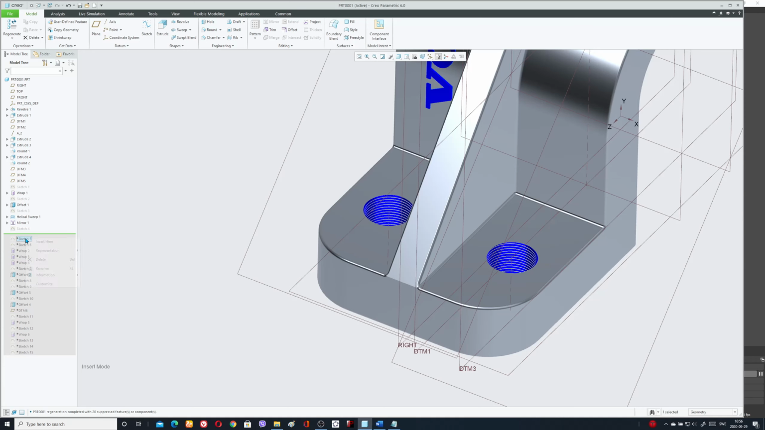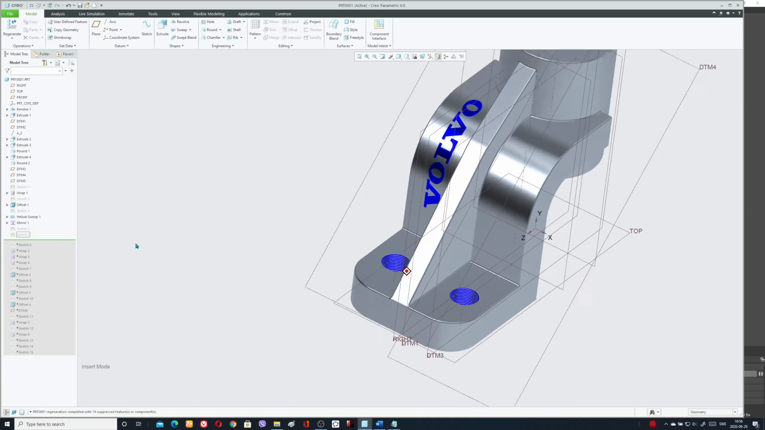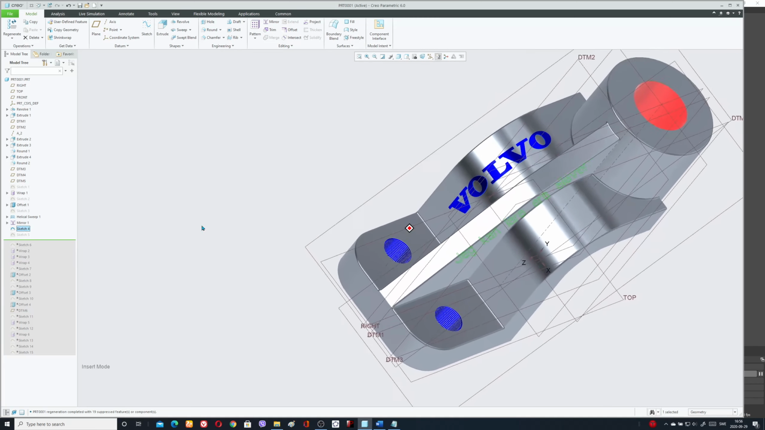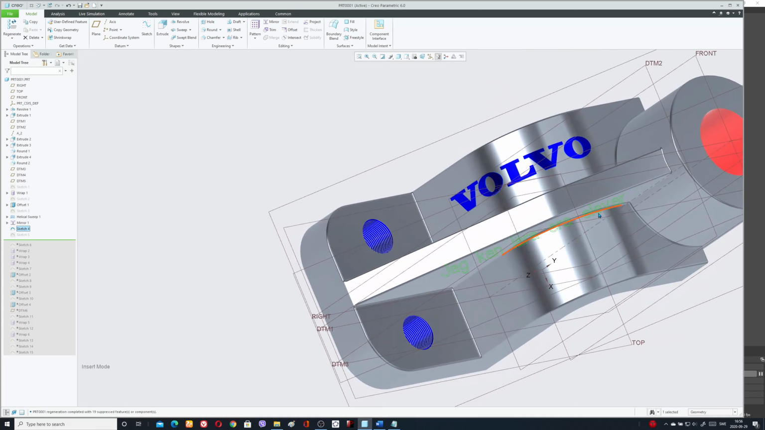So let me see what this is. Yes, it says here: Volvo, jag kan lära era elever. It stands here, which means I can teach your students.